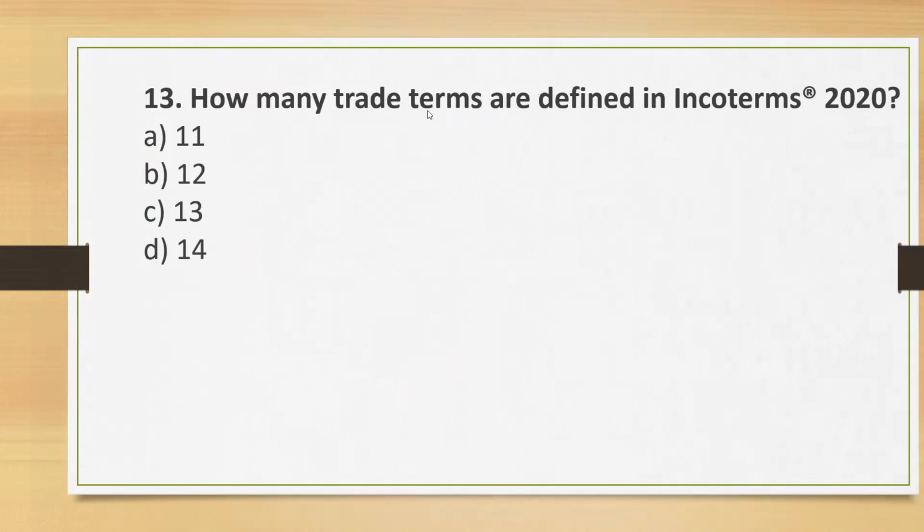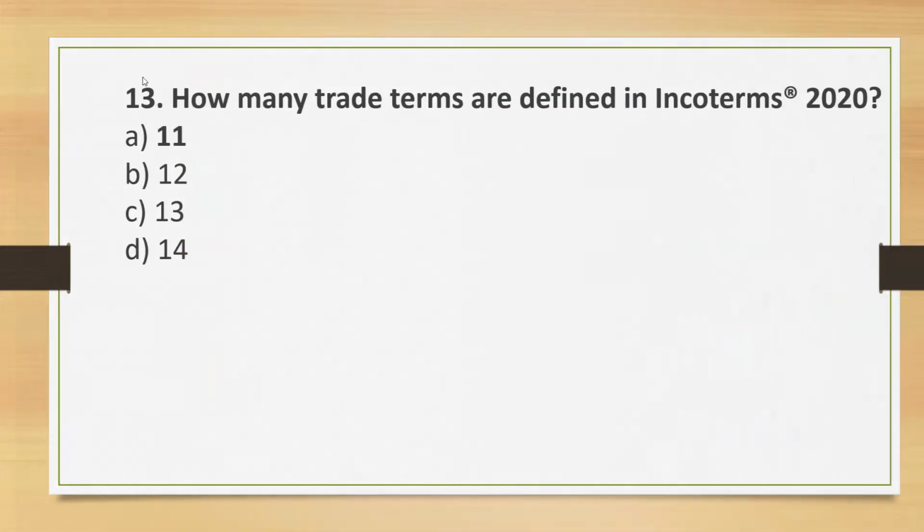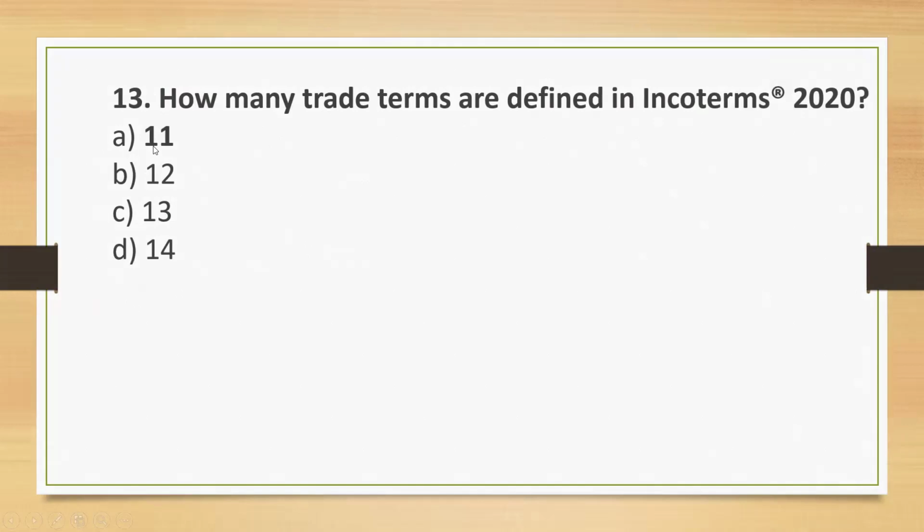Okay, how many trade terms are defined in Incoterms 2020? Our options are 11, 12, 13, 14. This is also one of the favorite questions of the examiner. Whenever this exam happens, if 10 exams are happening, approximately in 7 exams there will be questions related to Incoterms. So let's see the right answer. The right answer is 11. So total 11 Incoterms are there. And this is very important from the exam point of view.